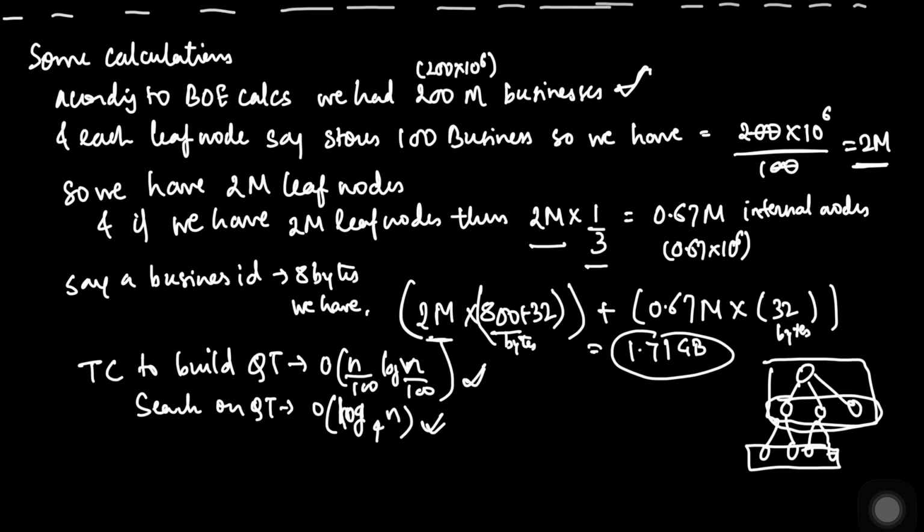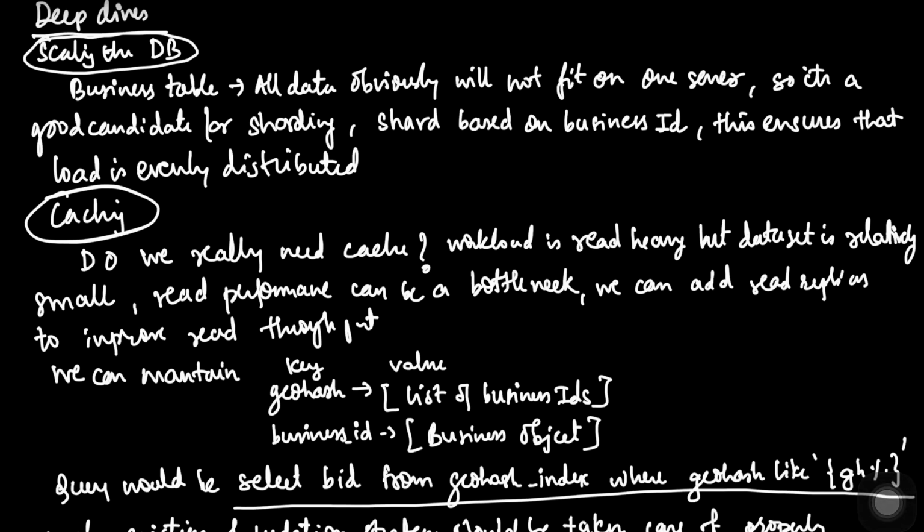If you want to go deeper, you can just search it on Google and get to know why it is n by 100 into log of n by 100. And as I already told you, the search time complexity on quad tree is n log n base 4, which is also pretty much standard. I've already explained, because we'll be having 4 children and we will be having n businesses. Okay, so that's it about the calculations.